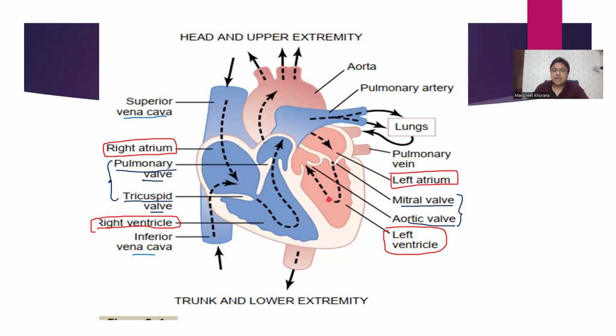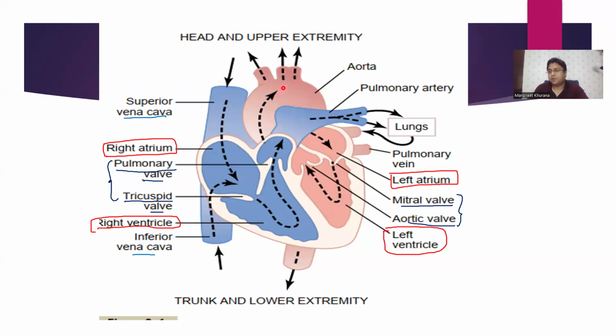Now there is a valve which is located between the left ventricle and the aorta. This valve is called the aortic valve. In the cardiac cycle, we will understand how these valves are opening, how they are closing, and how the circulation is taking place, and what the cardiac cycle is, right? So this is the basic anatomy of the heart, that is, how the blood is pumped.